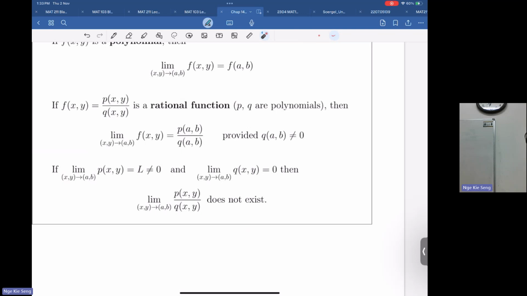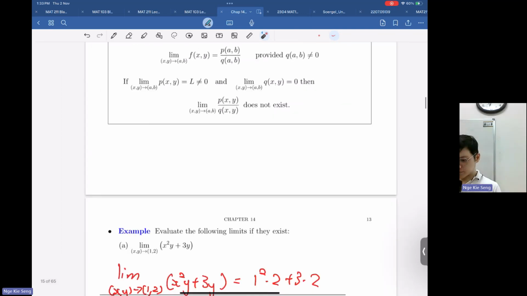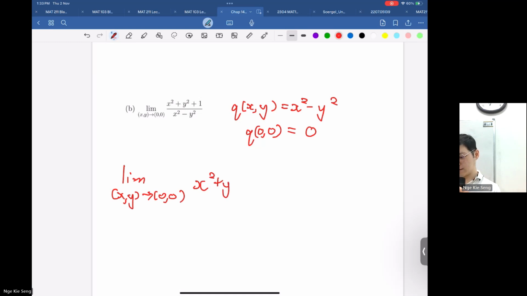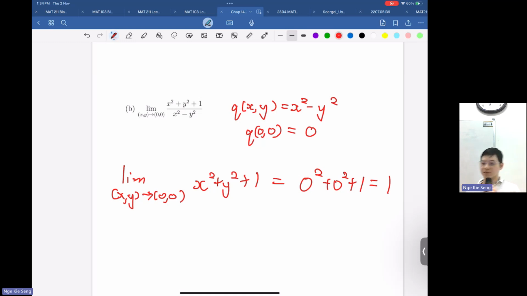But we have one tool here. If we can show these two conditions, P(x,y) has some non-zero limit and Q(x,y) has limit zero, then this limit doesn't exist. Let's see if this proposition works on our example. Let's compute the limit of my numerator as (x,y) goes to the origin. I think this is just 1, right? 0 squared plus 0 squared plus 1. Because this is a polynomial, I can just evaluate it because a polynomial is continuous.